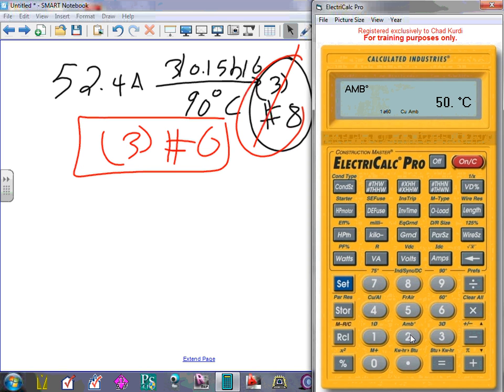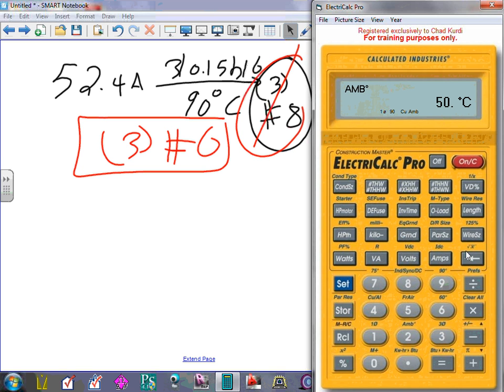Cool? Okay, so step number 1, change the ambient temperature. Step number 2, because I'm derating, I need to tell the calculator that the conductor temperature is THHN. The calculator doesn't understand THHN; you have to enter that THHN is 90 degrees. So I hit set and 90. Can you see that? I told the calculator that I am using a 90-degree rated cable. So everything you size is based on the 90-degree column, single phase, and an ambient temperature of 50. Everybody okay with that?